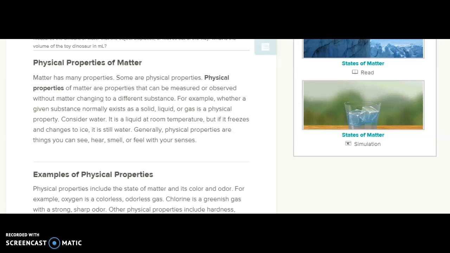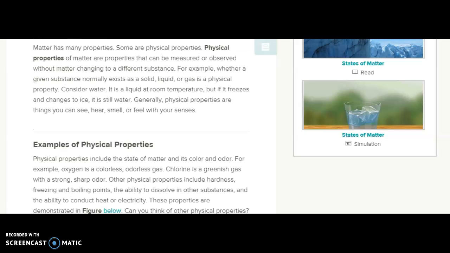Physical properties of matter. Matter has many properties. Some are physical properties. Physical properties of matter are properties that can be measured or observed without changing it to a different substance. For example, whether a given substance normally exists as a solid, liquid, or a gas is a physical property. Consider water. It is a liquid at room temperature, but it freezes and changes to ice. It is still water. Generally, physical properties are things you can see, hear, smell, or feel with your senses.